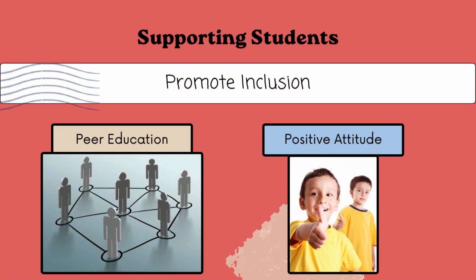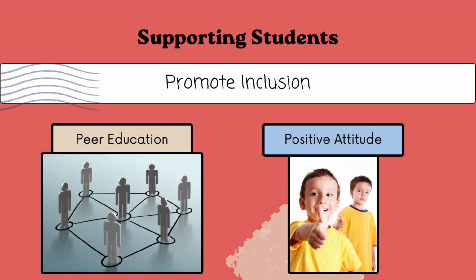Promote inclusion. Educating peers is so important. When the peers understand how to help the student with ASD, they can be more help than the teachers themselves. Having a positive attitude when you have these students in your class is huge because it reflects onto all of the students in the class.